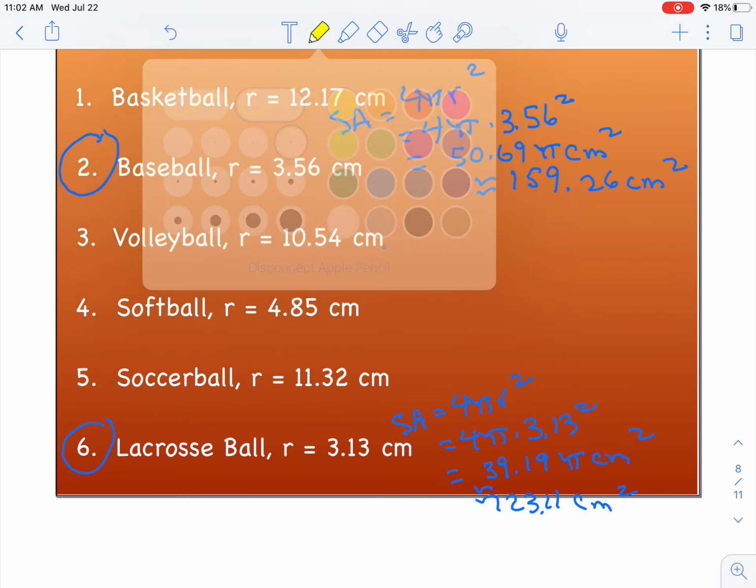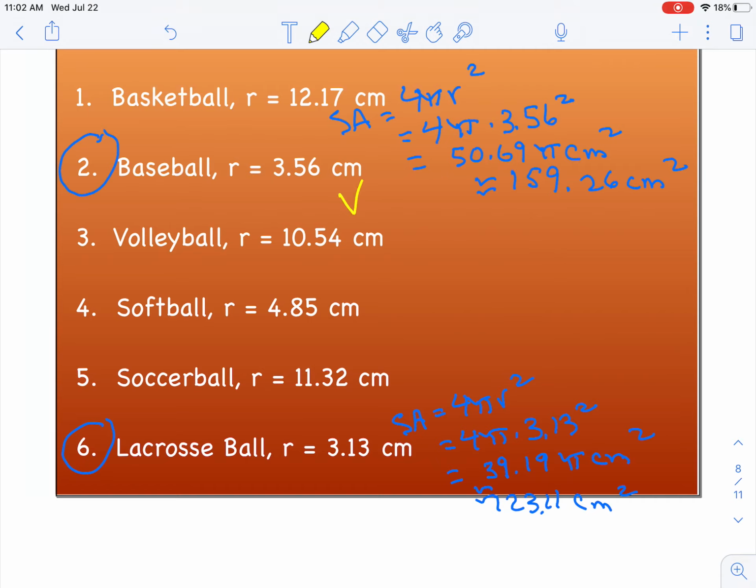So now let's work on the volumes and just practice calculating some volumes. So the volume of the baseball is 4/3 pi r cubed. So that equals 4/3 pi times 10.54 centimeters cubed, which is approximately 60.16 pi centimeters cubed.